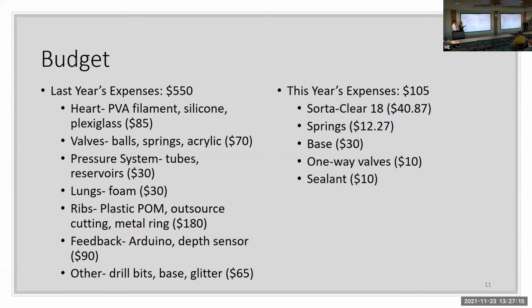So here is our budget. So over here we have last year's expenses. So they spent about $550, and you can see kind of the breakdown of it. The most expensive thing was the rib cage being about $200, just because they had to outsource the plastic to get that cut and then also heat shape it to the shape of the rib cage. This year we spent about $105, and that's gone towards new silicone for heart chambers, springs, one-way valves, that new plastic base I mentioned, just to ensure those connections between the heart chambers and the one-way valves.